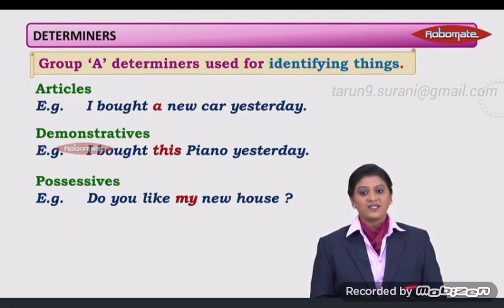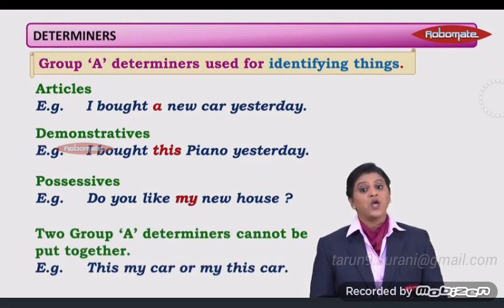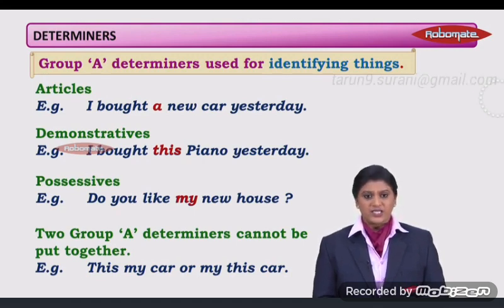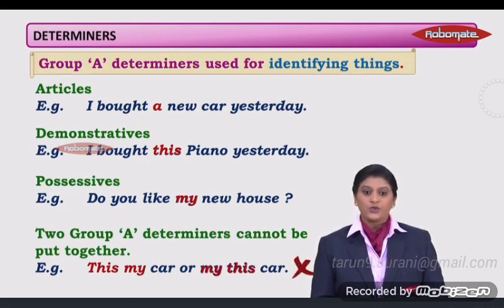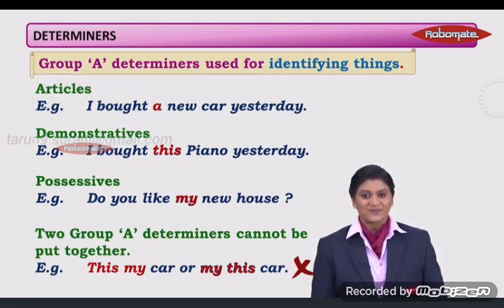Okay. Let us quickly have another very important piece of information about Group A determiners. Two Group A determiners cannot be put together. For example, this my car or my this car. Do you think this makes sense? In the first part, this my doesn't make sense and my this too doesn't make sense, and thus we cannot use two Group A determiners together.